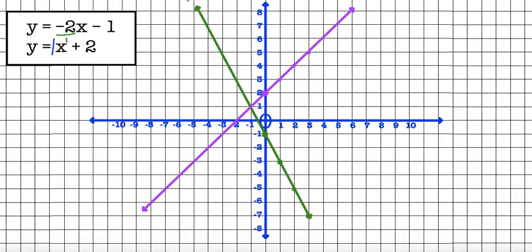Once we do that, we could see that our lines have one solution. It's one solution because the lines cross at exactly one point, and this point is negative 1, 1. So after we plot these two lines, our solution is one solution, and it crosses at negative 1, 1. So our answer would be negative 1, 1. And that's it.